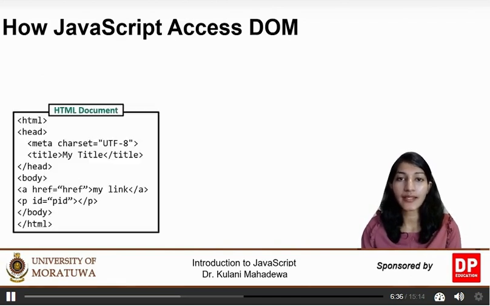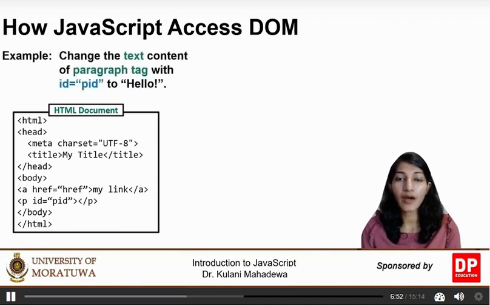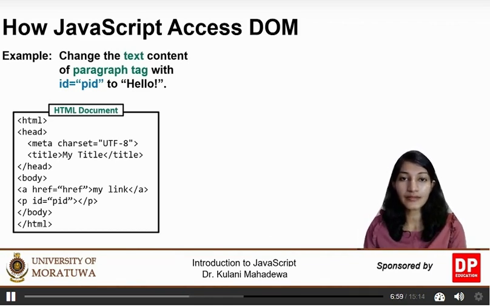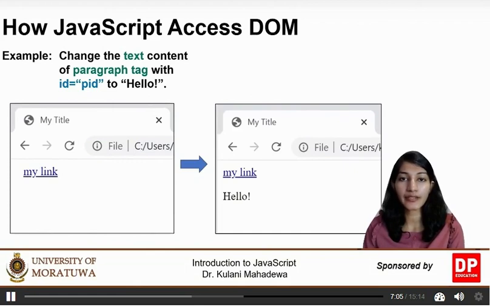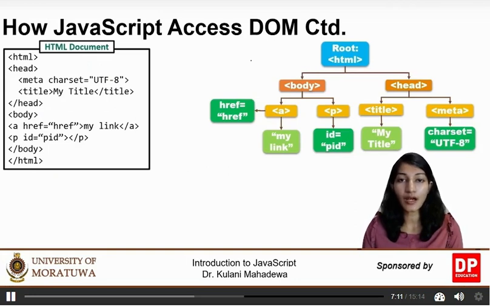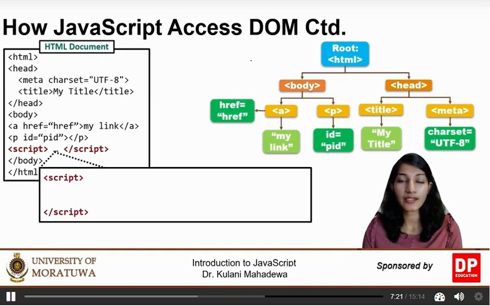To understand it, let's take this example. In this HTML document, we have a paragraph tag with ID attribute equal to PID. Currently, this tag is empty. Assume we want to change the paragraph text to hello. Currently, the web page looks like this. We want to change it to this page with hello text. This is the DOM tree of the HTML document. Now we need to add some JavaScript code. We add JavaScript code within the script tags.